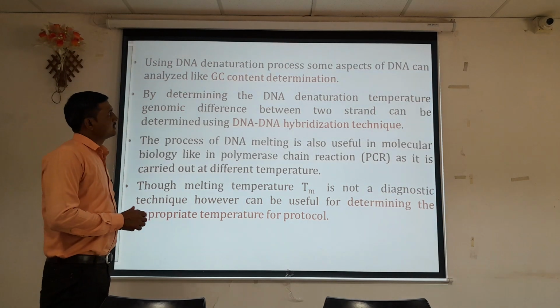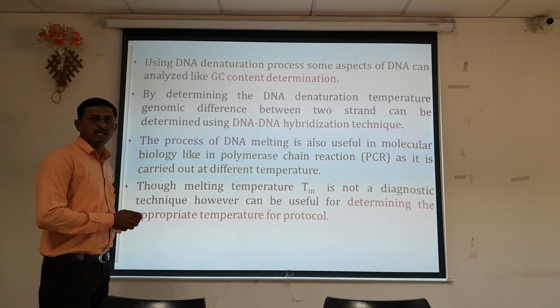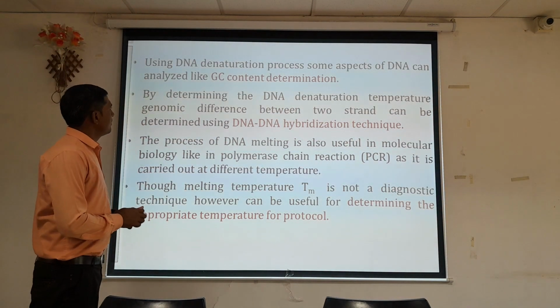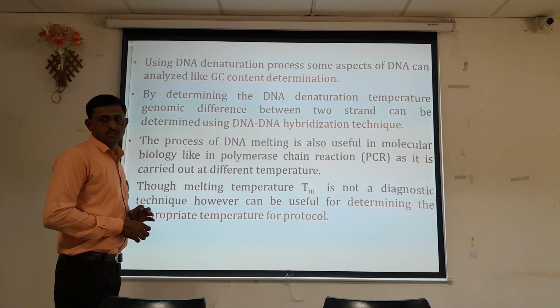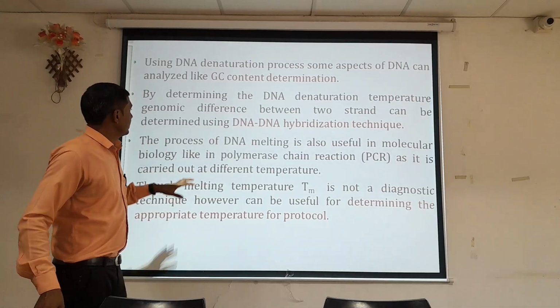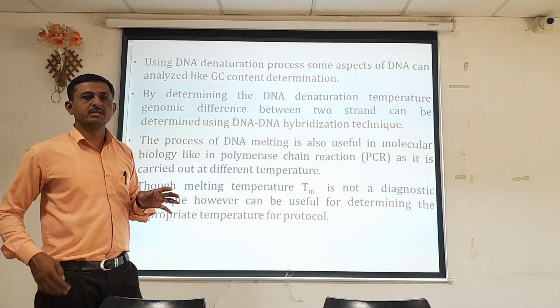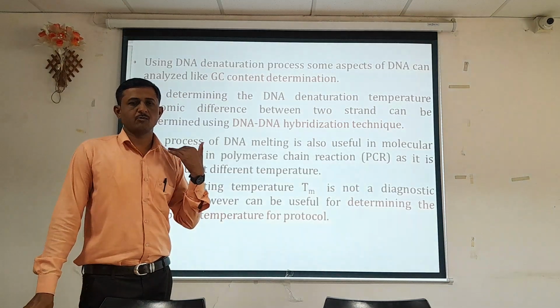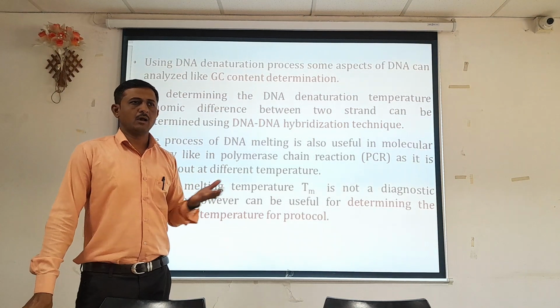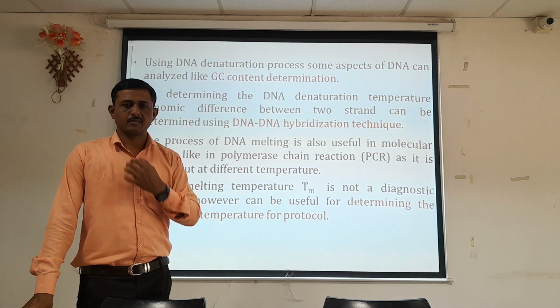Using the DNA denaturation process, some aspects of DNA can be analyzed, like GC content, as we have discussed. By determining the DNA denaturation temperature, genomic differences between two strands can be determined using the DNA hybridization technique. It is very useful for genetic engineering, and we can use the hybridization technique in many experiments.